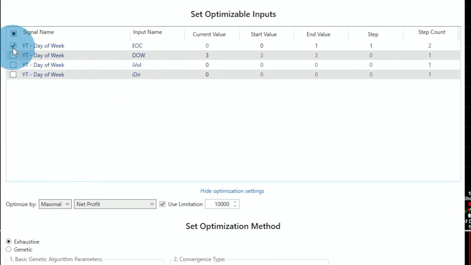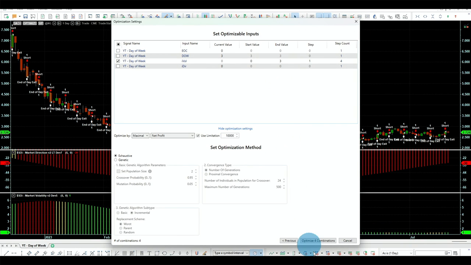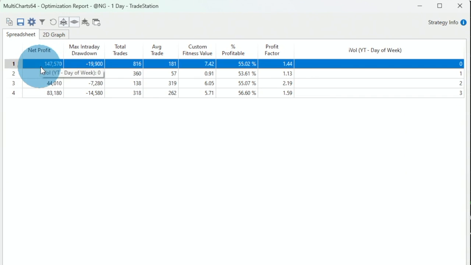So let's switch this off and let's optimize for volatility, from 0 to 3. 0 means we're not using it. That will be the reference point. And 3 is the number of regimes in the volatility. Anyway, this is our reference point, and let's look at our average trade.